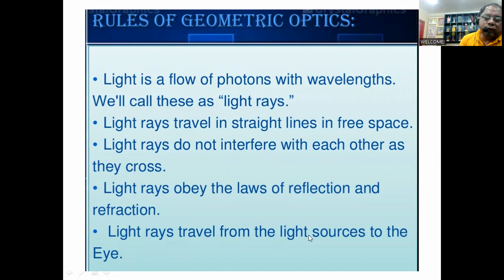Light rays travel from light sources to your eye. So it travels straight. If you see a bulb, if the light of the bulb strikes a surface, that surface will reflect light and eventually enter your eye, and you are able to see things.